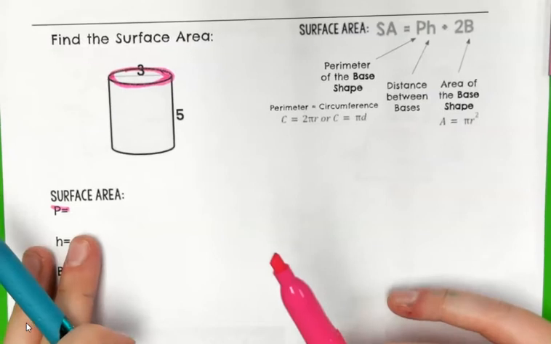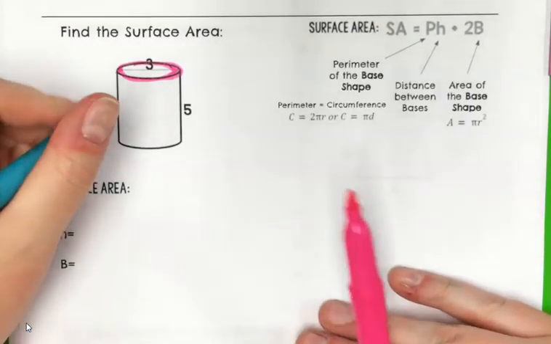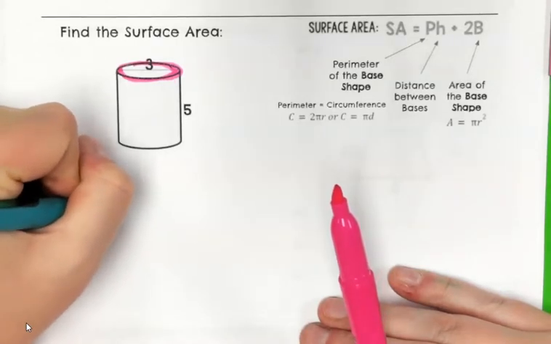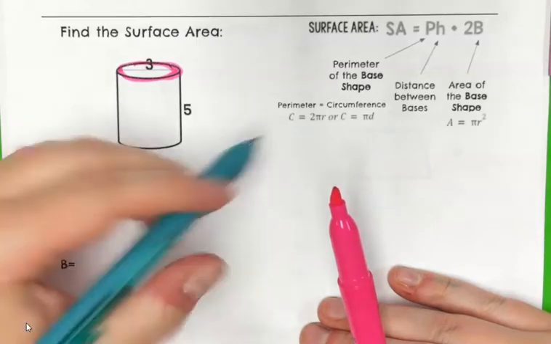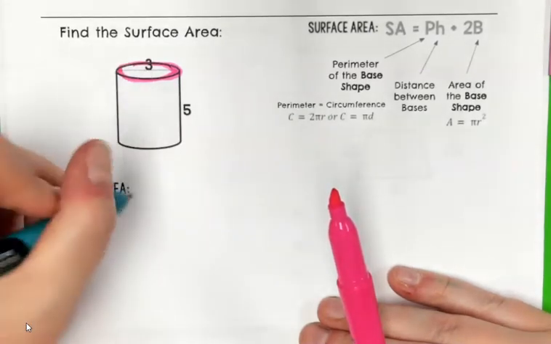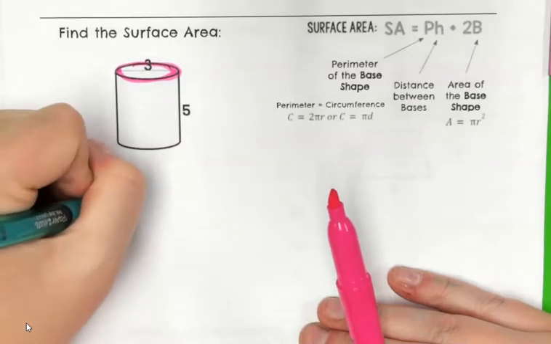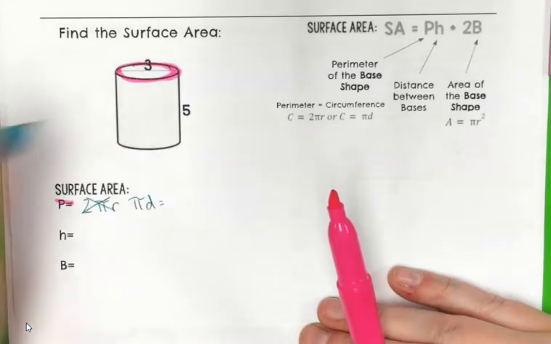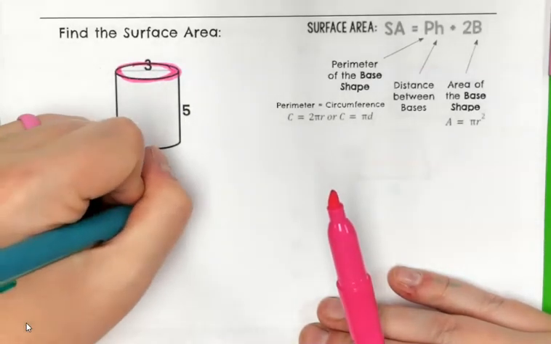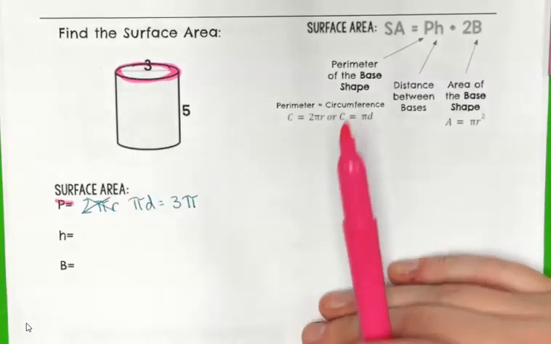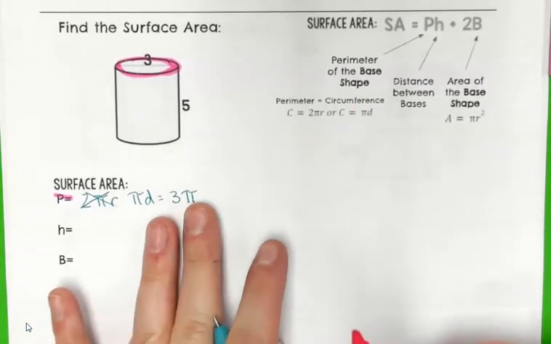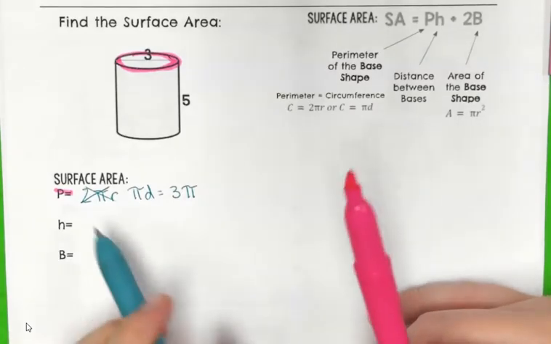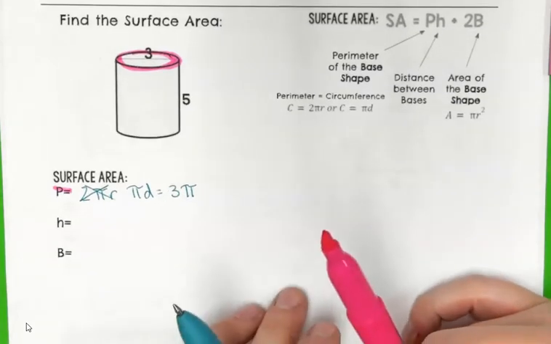So I'm going to take my perimeter formula, which is the circumference formula, 2 pi r. Actually, I should have used pi times diameter because we're given the diameter. Let's change that. Pi times diameter, which would be 3 pi. I'm going to leave this one in terms of pi. For right now, we are not going to change it to a decimal until the very last step. So 3 pi is going to be my P, which is the circumference.